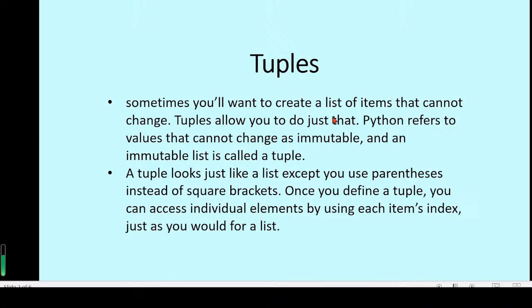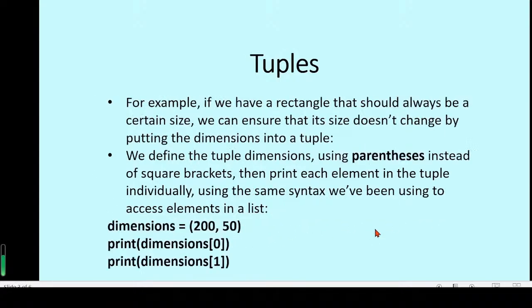Sometimes we want to create a list of items that cannot change. Tuples allow you to do just that. Python refers to values that cannot change as immutable, and an immutable list is called a tuple. A tuple looks just like a list, except you use parentheses instead of square brackets. And once you define a tuple, you can access individual elements by using each item's index, just as you would for a list. For example, if we have a rectangle that should always be a certain size, we can ensure that its size doesn't change by putting the dimensions into a tuple.